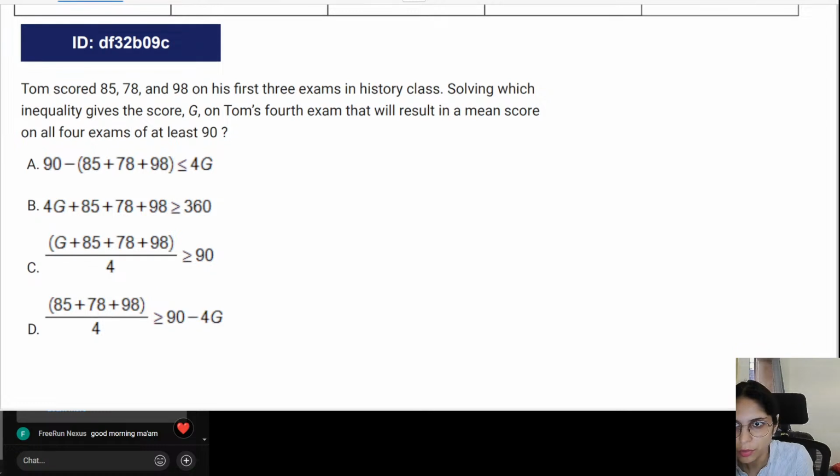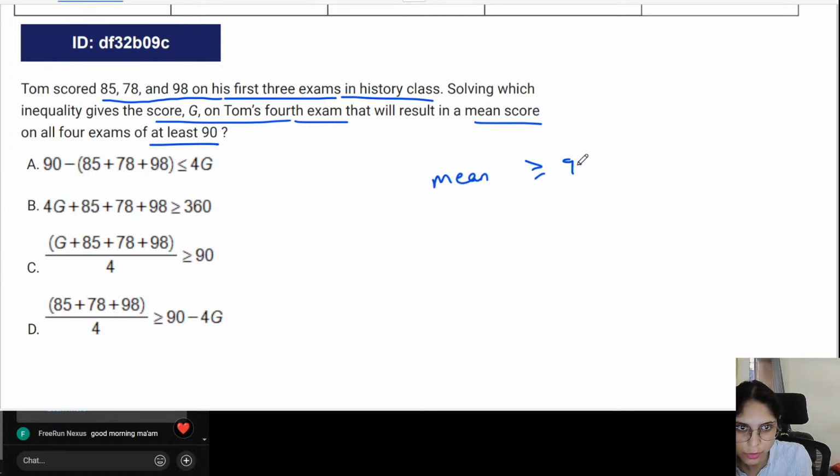Tom scored 85, 78, 98 on his first 3 exams in history class. Solving which inequality gives a score G on Tom's 4th exam that will result in a mean score of at least 90? So at least means greater than or equal to, so mean is greater than or equal to 90. The mean is the sum of all the values, so 85 plus 78 plus 98 plus G in the 4th exam, divided by 4, should be greater than or equal to 90. This is the formula for G and now just check.